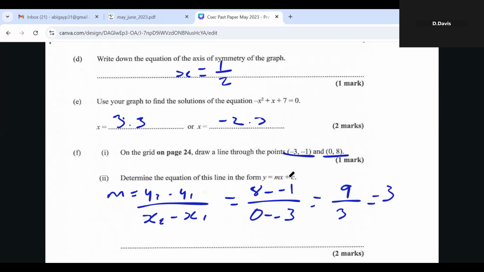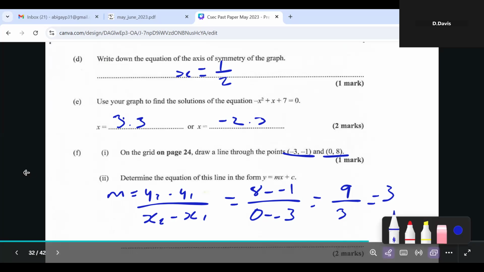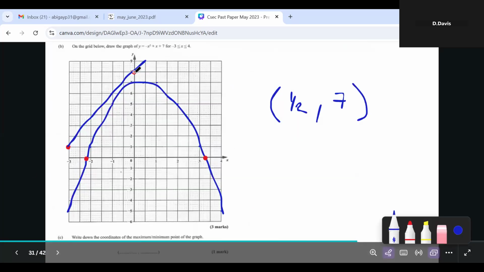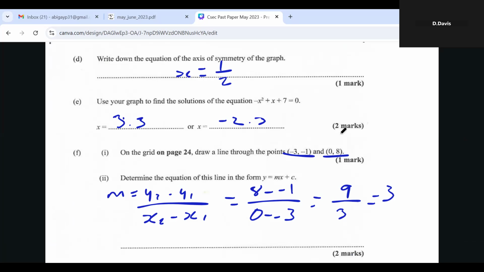And then c is where the line cuts the y-axis. As you can see, the axis is cut at 8. This 8 right here. So c is going to equal 8. So you can plug it in as y equal m, which is 3x plus 8. That's our answer here. 2 marks.